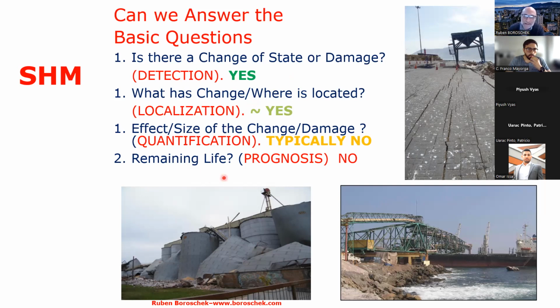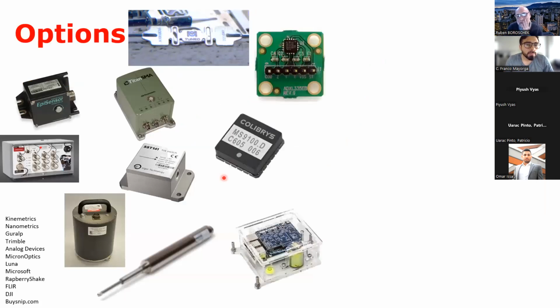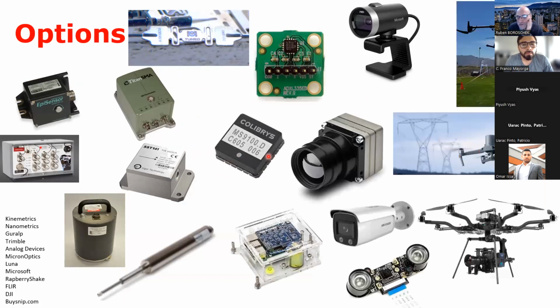And can you predict the remaining life? In our case, in civil engineering, no. In mechanical and electrical engineering, yes, because they have statistics of the same damage in the same structures. We don't have exactly the same structure ever, so we cannot do remaining life for the moment. So we typically use accelerometers, expensive, cheap, cameras, and now we're starting to use drones, but with very limited use due to some restrictions that we can talk about later.